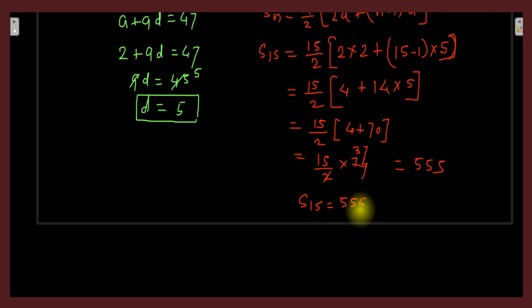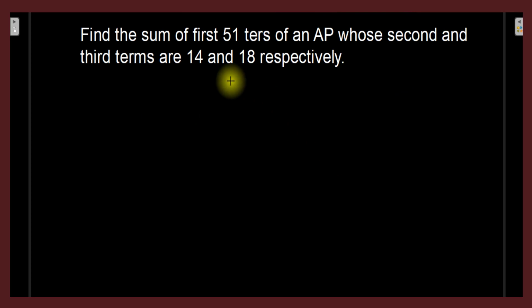So the sum of the first 15 terms, that is equal to 555, and so here you have got the value of d as 5 and S15 as 555. Now the next question is on the screen.